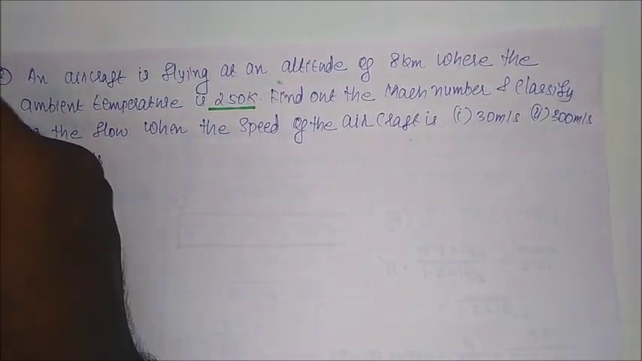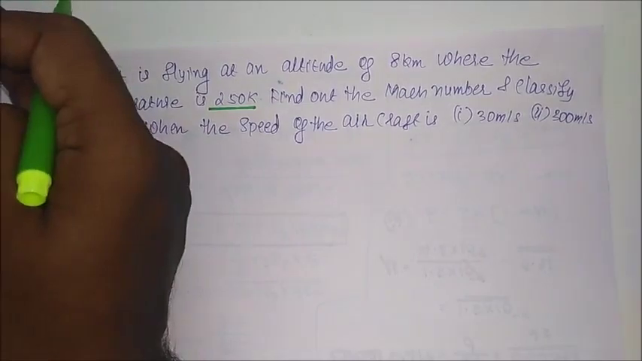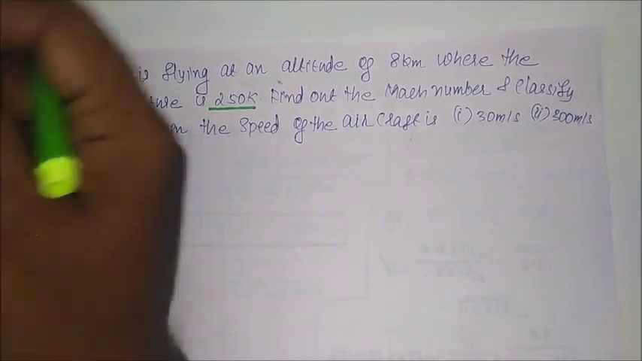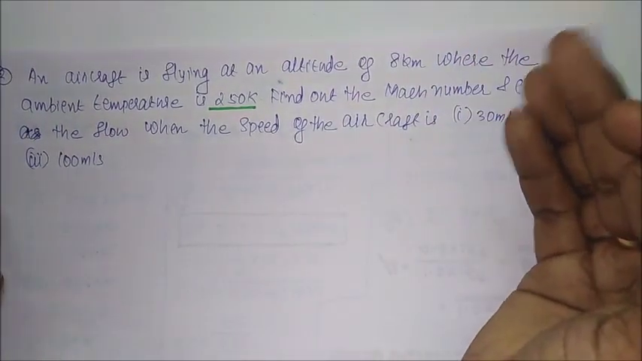We have to classify the flow as incompressible, subsonic, transonic, supersonic or hypersonic. If Mach number is less than 0.3, it is the incompressible flow region. Mach number between 0.3 and 0.8 is the subsonic flow region. When the Mach number is between 0.8 and 1.2, it is known as the transonic flow region. If Mach number is greater than 1.2, it is the supersonic flow region, and Mach number greater than 5 is the hypersonic flow region.